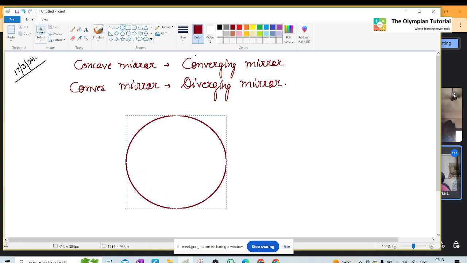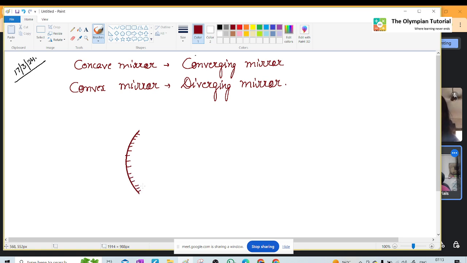For convex mirror, this one is principal axis.